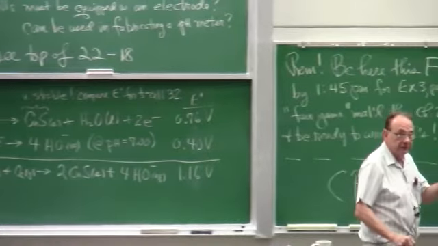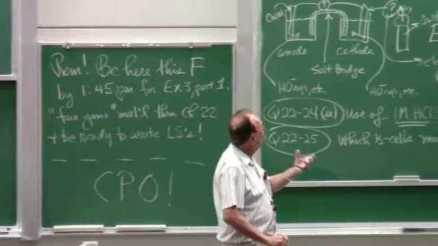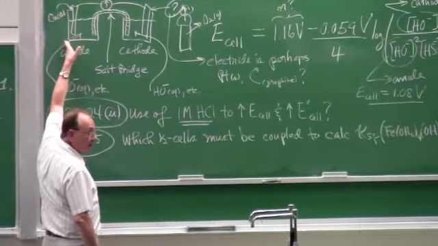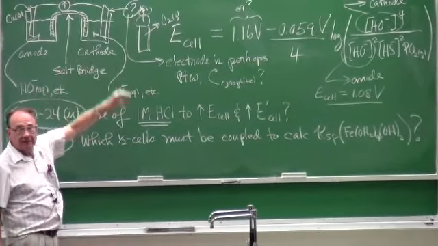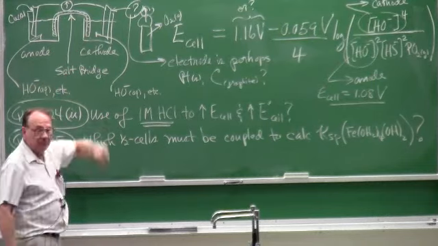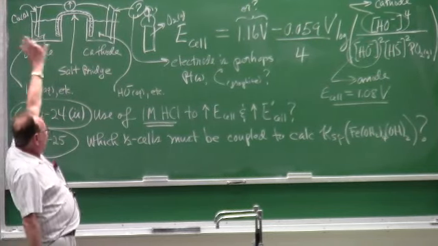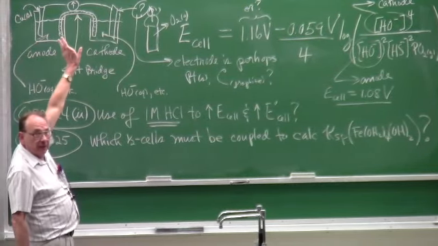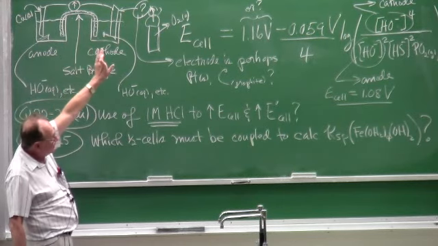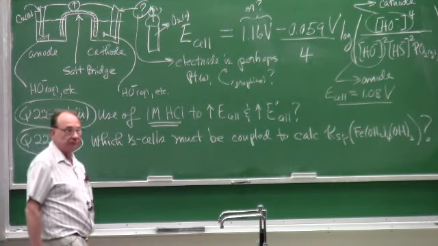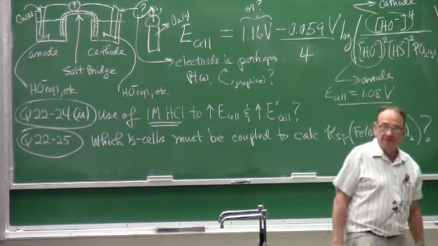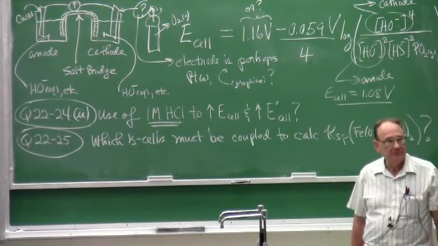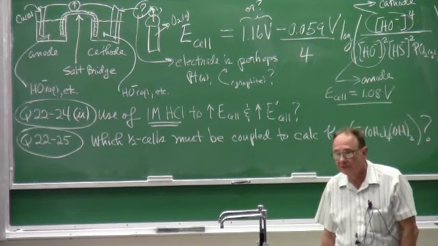Well, back to the choices. I can take the 1 molar HCl and put it in the anode compartment. I can take the 1 molar HCl and put it in the cathode compartment. I can take the 1 molar HCl and put it in both compartments, or I can say any treatment I apply with 1 molar HCl is going to make E cell and E0 cell come down. 4 choices, of which only one is correct. What is your choice?